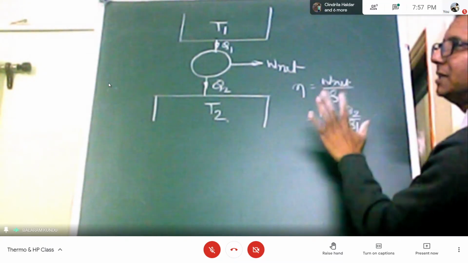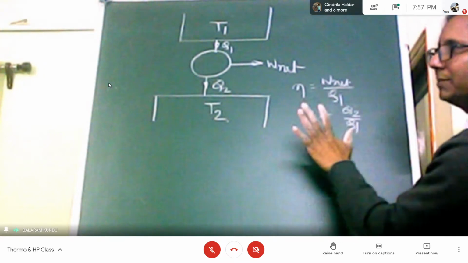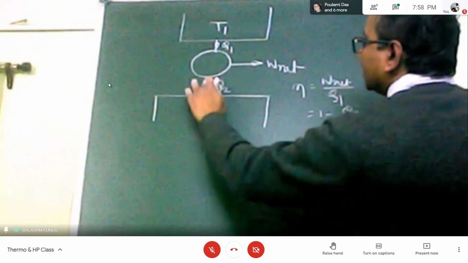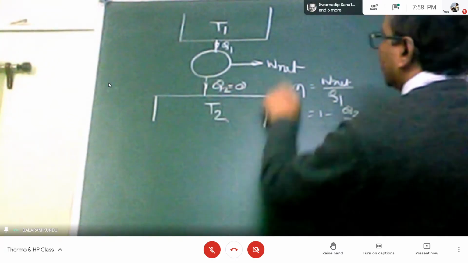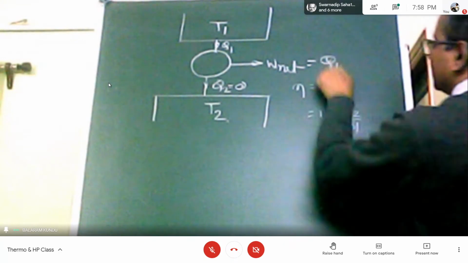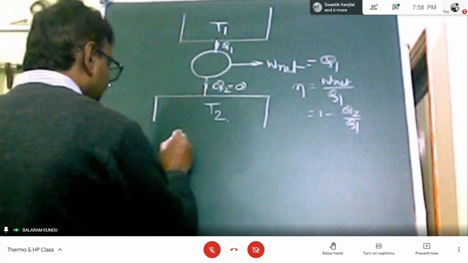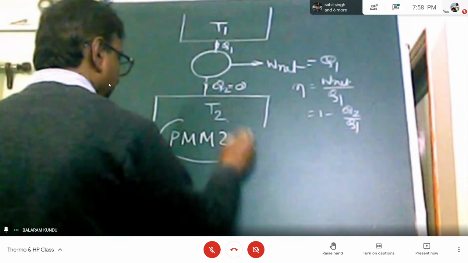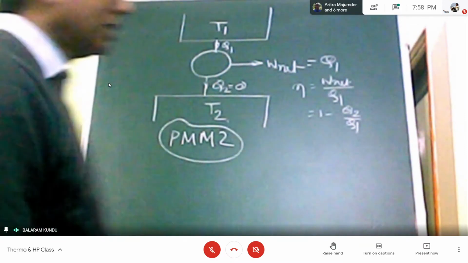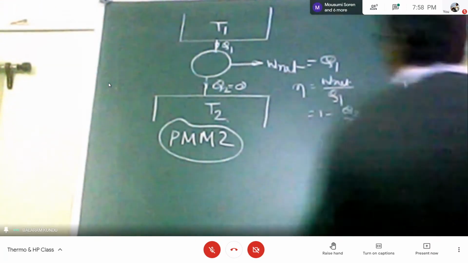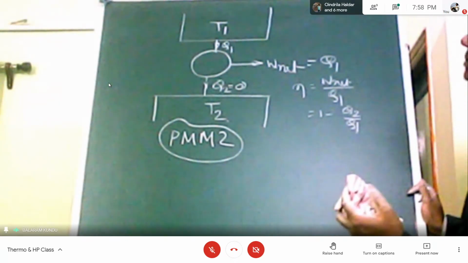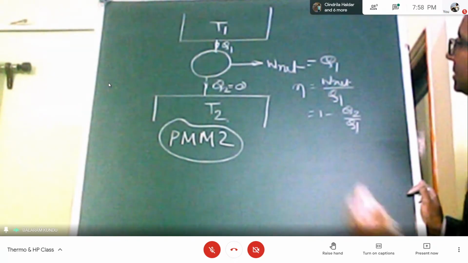Using this, one machine has been mentioned: the perpetual motion machine of the second kind. For the perpetual motion machine of the second kind, Q2 equals 0 and W net equals Q1. This is your PMM2. This machine is not possible in a practical situation; it cannot be constructed. So this limitation is there.